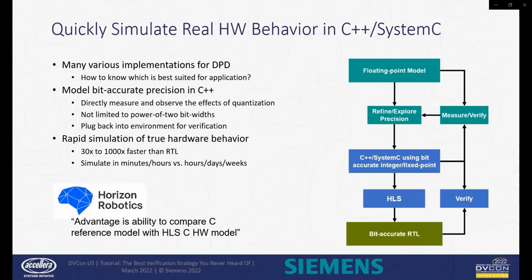And as this environment typically operates at a higher level of abstraction, it runs quick. Thus, we can use the same environment with the speed advantage to quantify our HLS model all prior to RTL. As Horizon Robotics stated, the advantage here is the ability to compare a C reference model with HLS C hardware model.